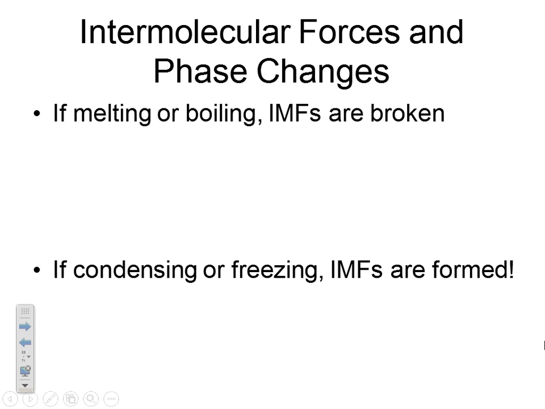So the first thing to discuss is phase changes with IMFs. There are certain phase changes if we're melting or if we're boiling. Basically, if we're going from a solid to a liquid to a gas, we are breaking IMFs, versus if we are going in the opposite direction, from a gas to a liquid to a solid, condensing or freezing, then we are forming IMFs. Basically, are your molecules becoming more spread apart, or are your molecules coming together? But there are energetics that go along with both of those.